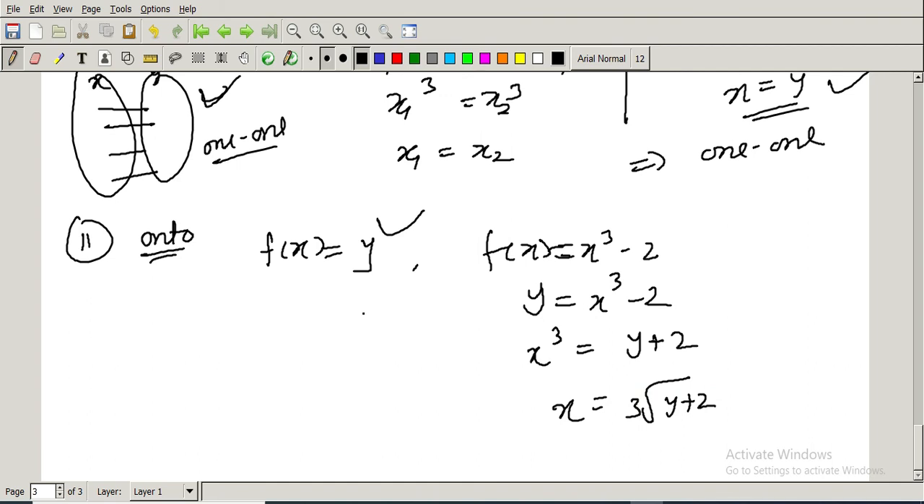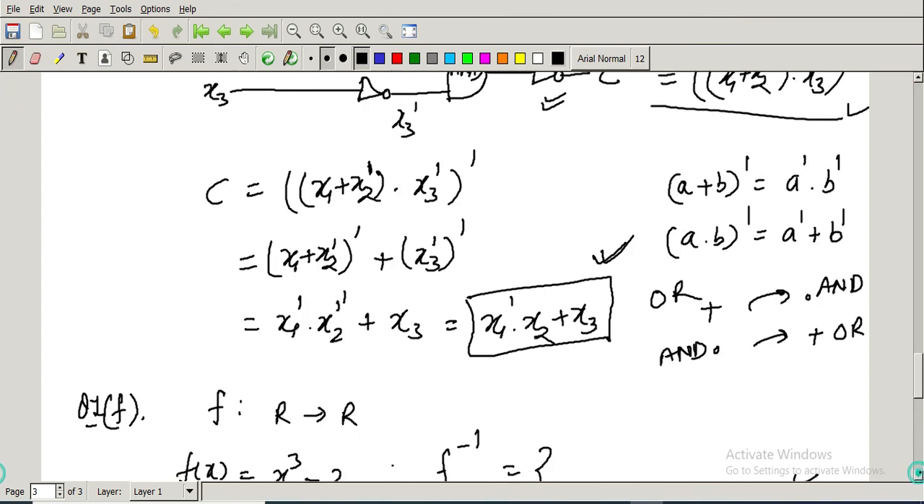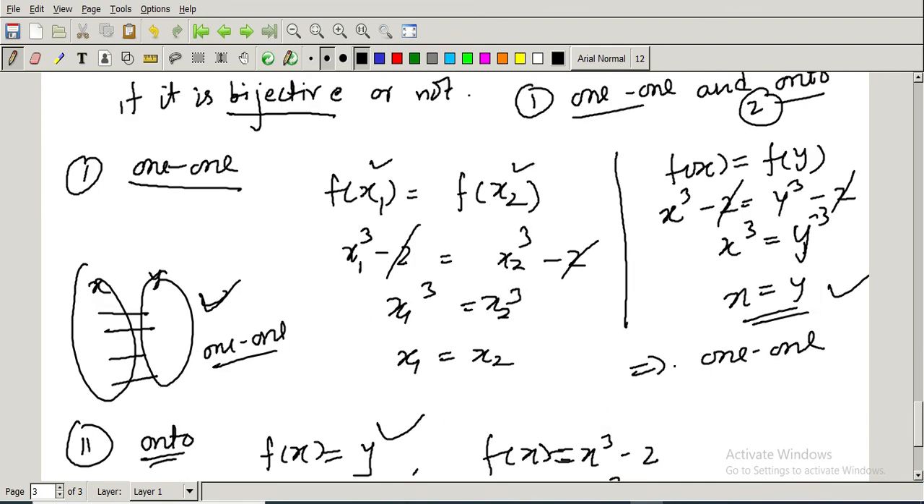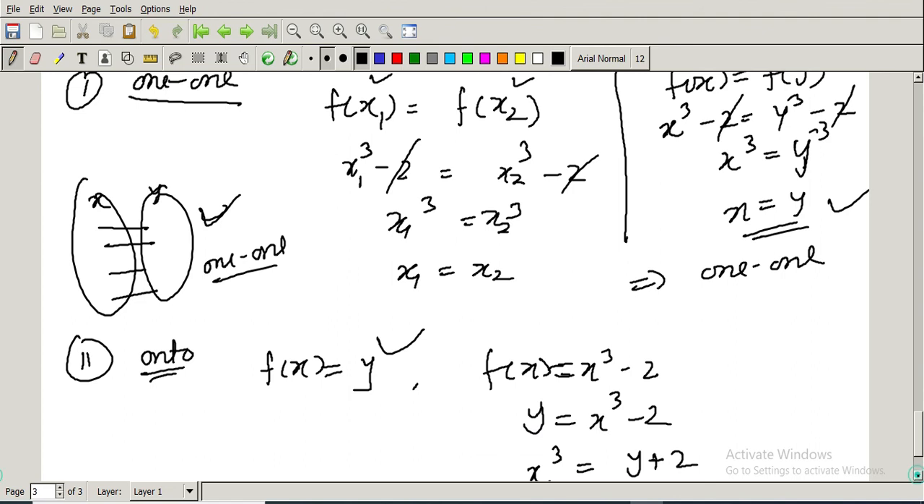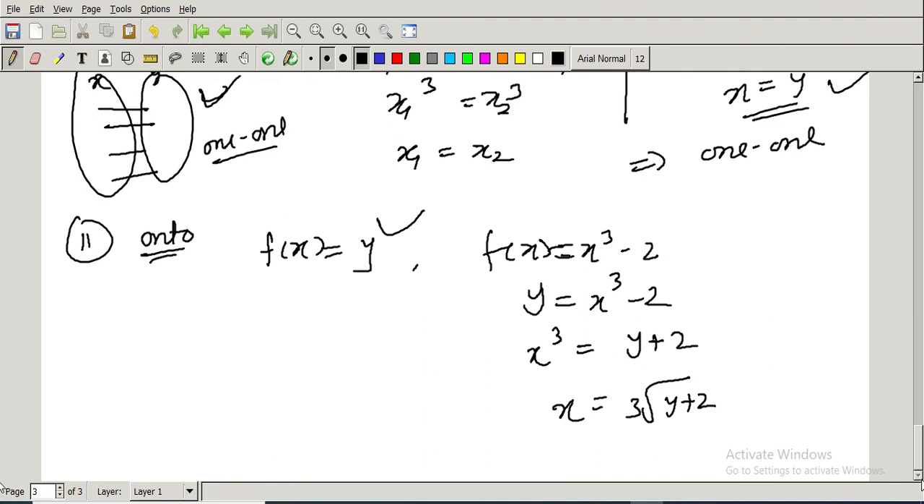It is the cube, I think, since they have asked for f(x) equal to x cube minus 2, whatever. So for that, this is for x cube minus 2. That means f inverse exists, and we can represent it in y terms. So that means this is an onto function.